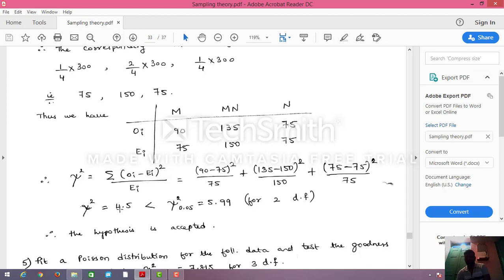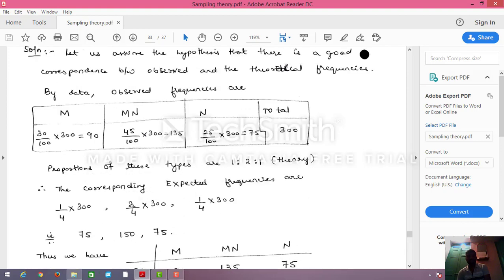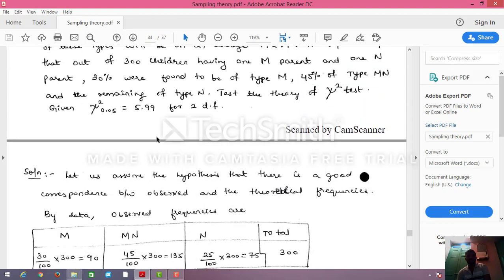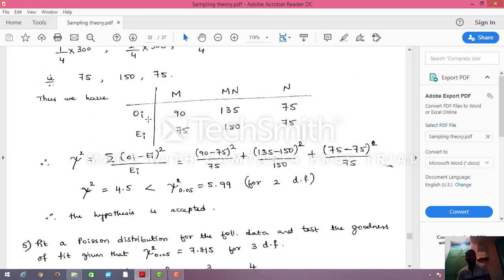Now what is the chi-square table value here? The chi-square value for 2 degrees of freedom is 5.99. So we got this 5.99, and the calculated chi-square value is 4.5. So 4.5 is less than 5.99. When the calculated chi-square value is less than the table value, the hypothesis is accepted.